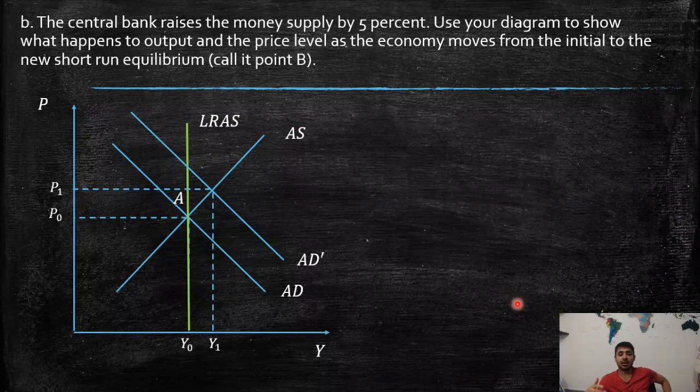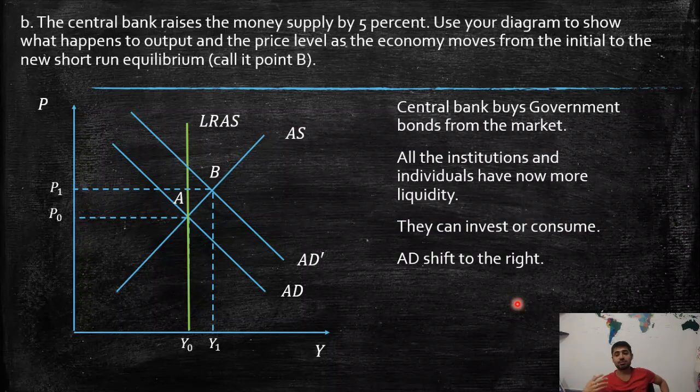Well, this is a common expansionary policy from the central bank to try to give people an incentive to consume more. If you are raising the money supply, you're making people buy more, consume more, even invest more. Remember, the central bank buys government bonds from the market. So what we say in economics is that it injects liquidity into the market.